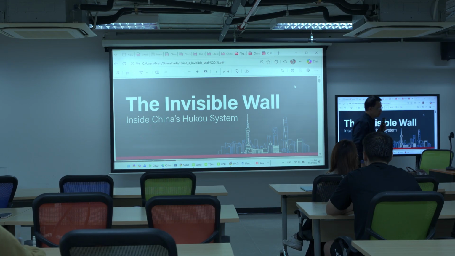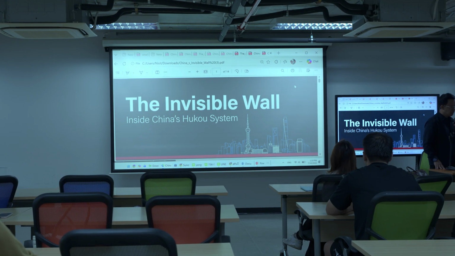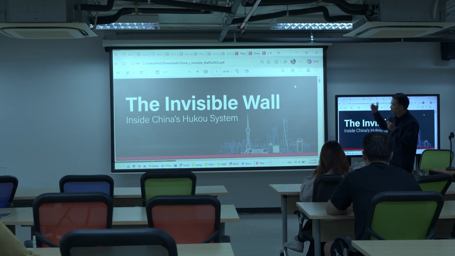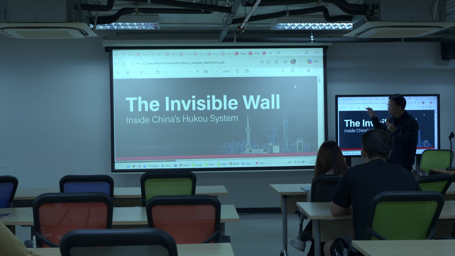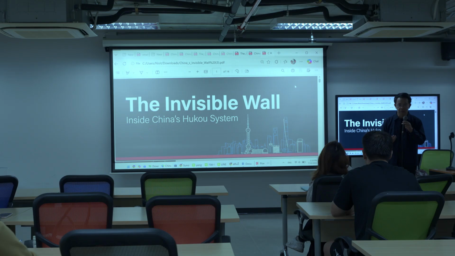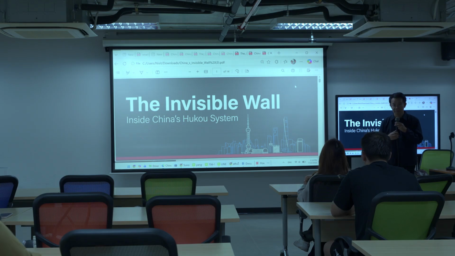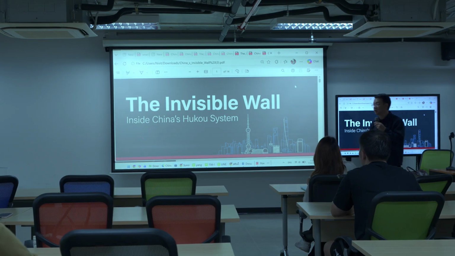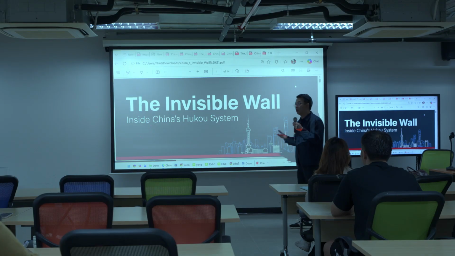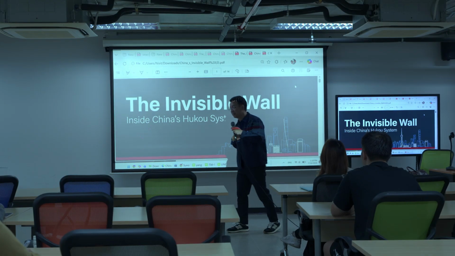So, the invisible wall inside the China ecosystem. This slide tries to wrap and explain comprehensively the barriers of labor in China. Hukou, the system that shows where you are from, right? Which state or province were you born in? Am I right?